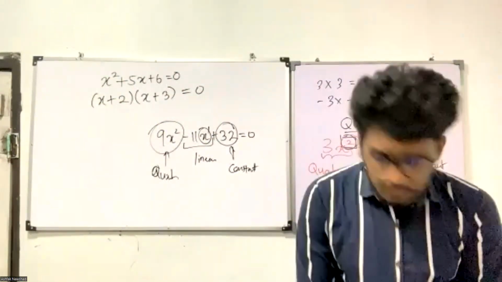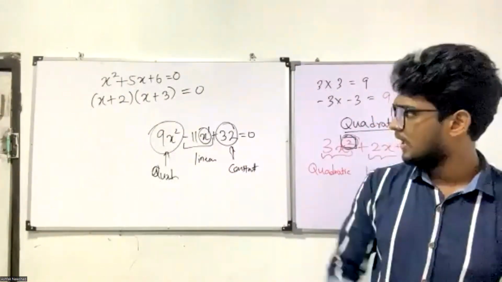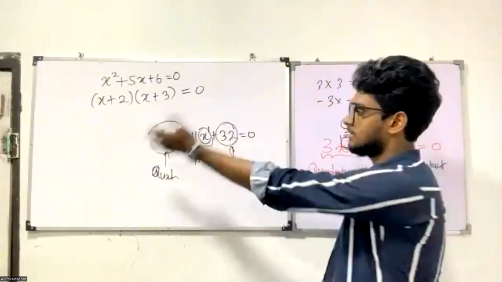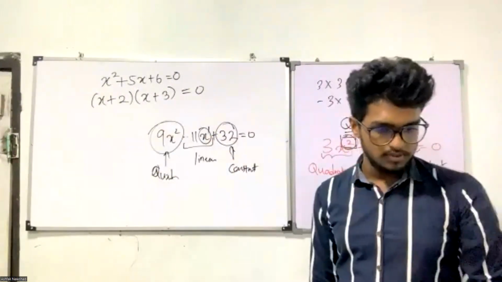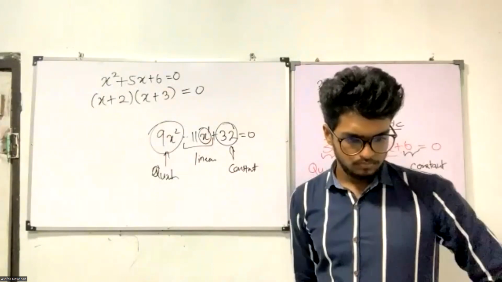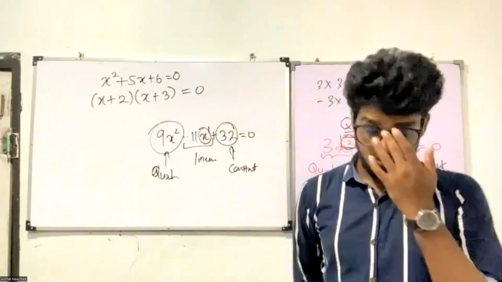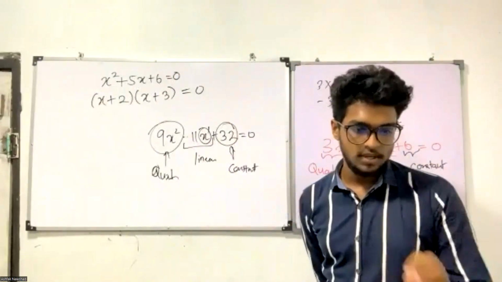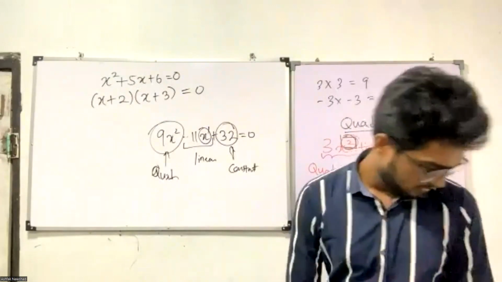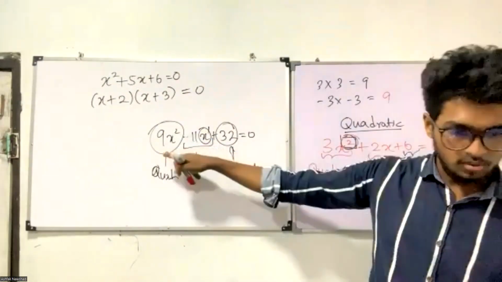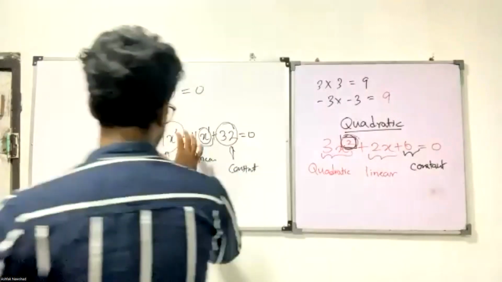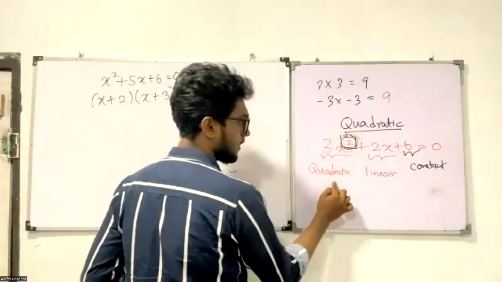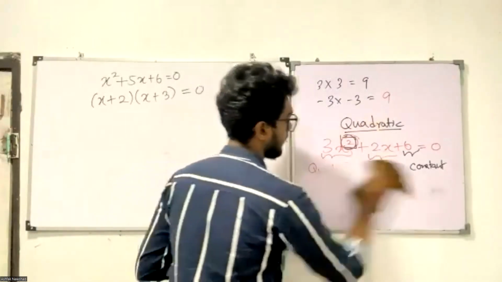Can it be 3? No. If the power of x is 3, the highest power is 3, it is not a quadratic equation. That's out of your syllabus. Right? It's a cubic equation. You don't have solutions for cubic equations in your syllabus. You just have the expansion. That's it. Okay. Highest power of x is 2 in a quadratic equation. There must definitely be an x squared term, a quadratic term, in order to be a quadratic equation.